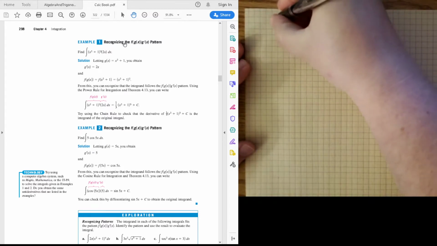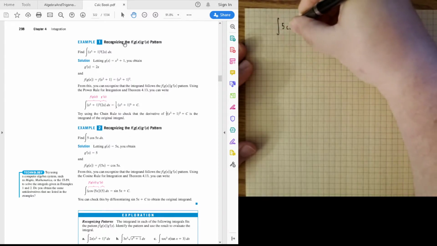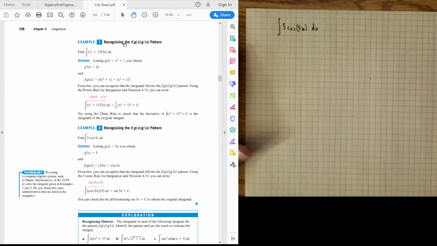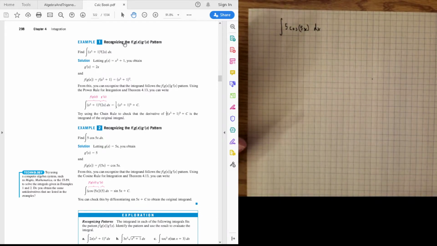Integral, cosine of 5x dx. Okay, if you're doing basic rules, you're looking at this problem going, it can't be done. It simply cannot be done. There is no way to integrate cosine of 5x.